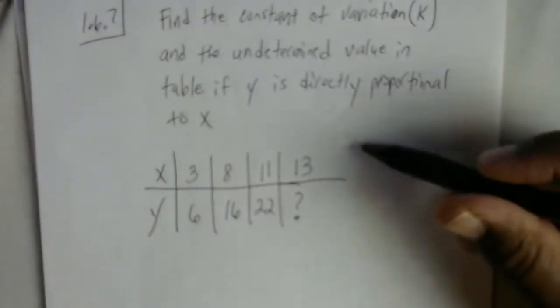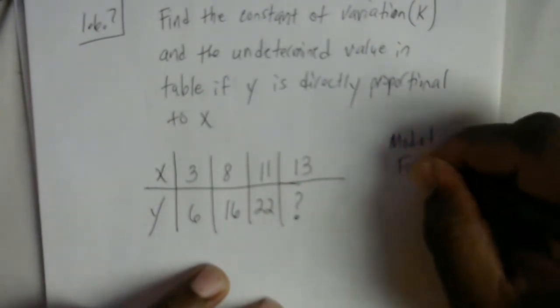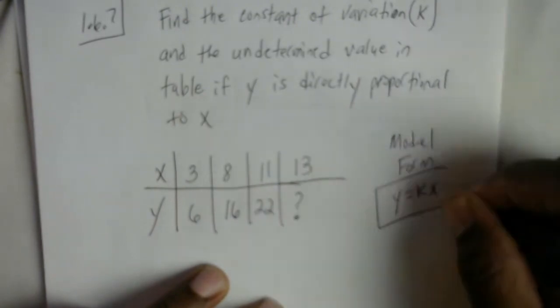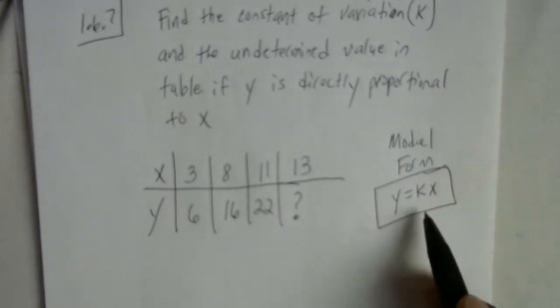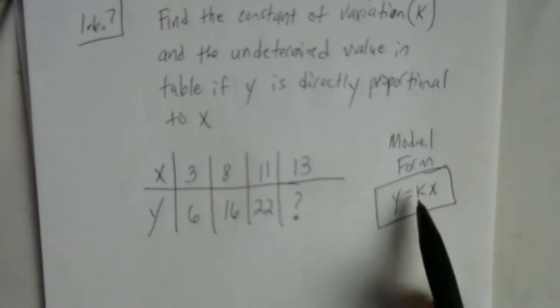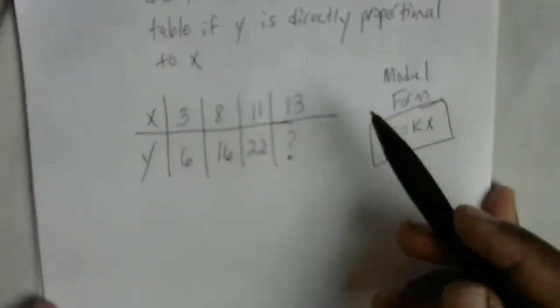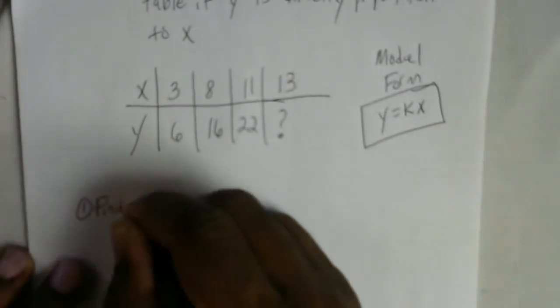Anytime we deal with a direct proportion, our model form is y equal to k times x. All right. So what we're asked to do is find k in this model form. And once we find k, we'll use that to find this undetermined value in the table. So the first thing we're going to do is find k.